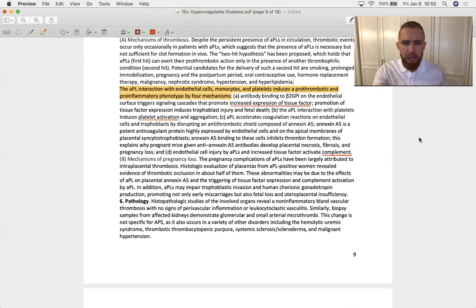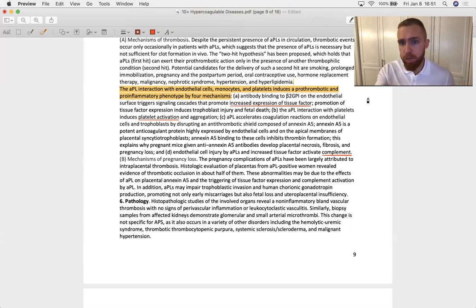So before we get into anything else about the tests, how does antiphospholipid syndrome cause clotting? So you've got antibodies against phospholipids. Well, that kind of sucks because phospholipids are in every single cell in your body. I mean, find me a cell without phospholipids. You can't. So you've got antiphospholipid antibodies. How does that promote clotting?